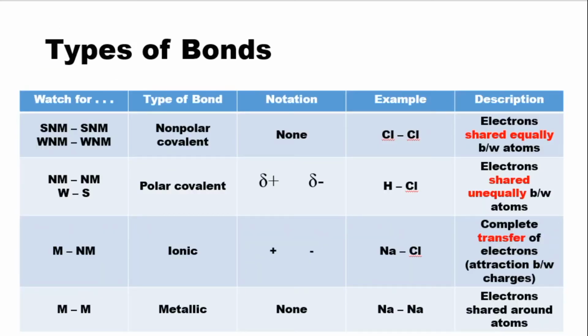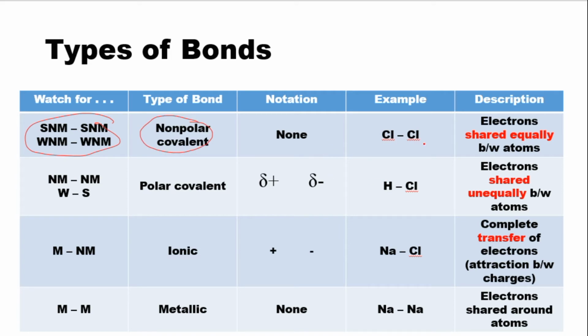All right, let's look at the types of bonds. So what to watch out for? You need to memorize the nonmetals versus the metals, and you need to memorize the strong nonmetals versus the weak nonmetals. If you have that down, you will forever know what type of bond it is. So if you look at the table right here, if you have a strong nonmetal plus another strong nonmetal, or a weak nonmetal plus another weak nonmetal, then you have a nonpolar covalent bond, meaning that they're sharing the electrons equally.